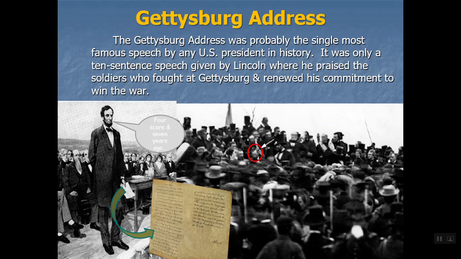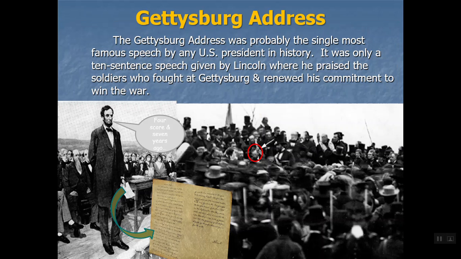Now, a few days after the Battle of Gettysburg, Abraham Lincoln is going to give an address that is forever going to change our reference to the United States. The Gettysburg Address was probably the most famous speech that was given by a U.S. president. And it really wasn't even meant to be a great speech. It was only 10 lines. It was very short. Lincoln wrote it on the train ride up to Gettysburg. He was dedicating the Gettysburg Cemetery, where Union troops had been buried.